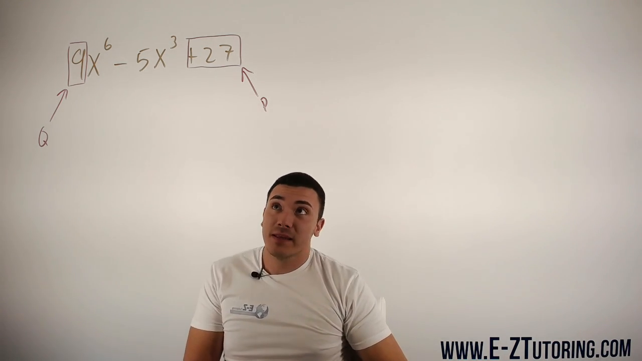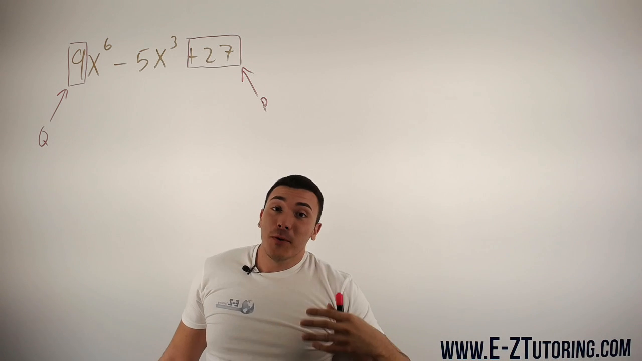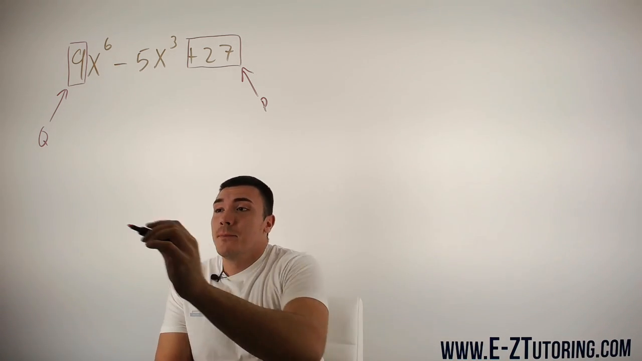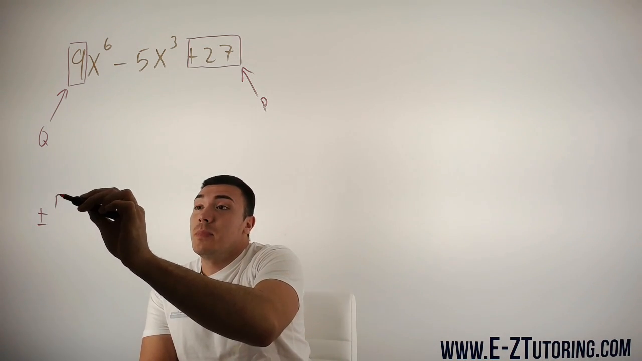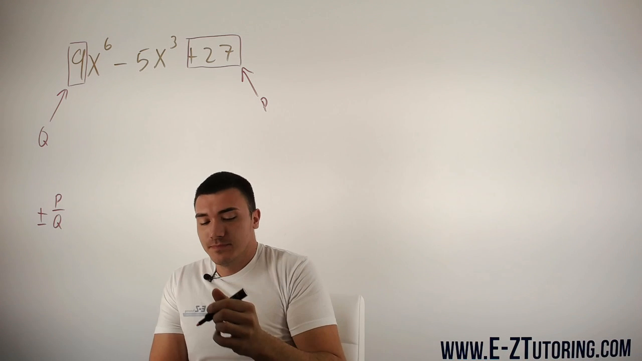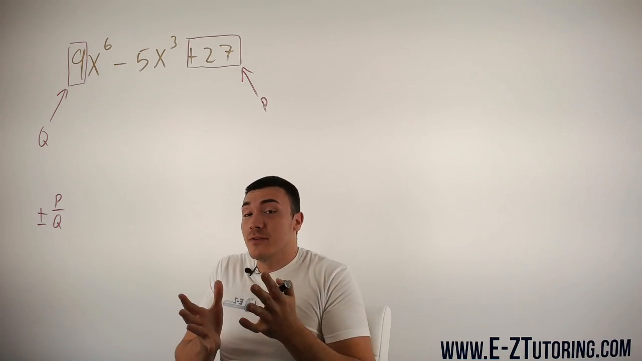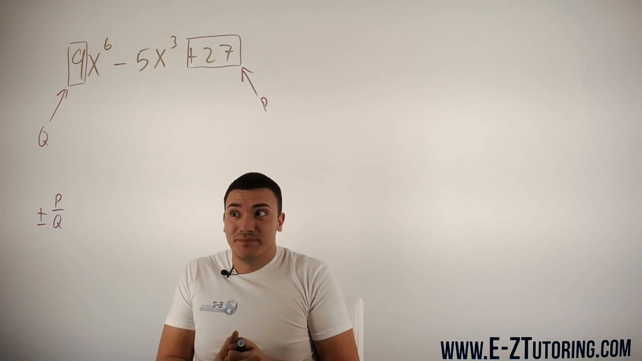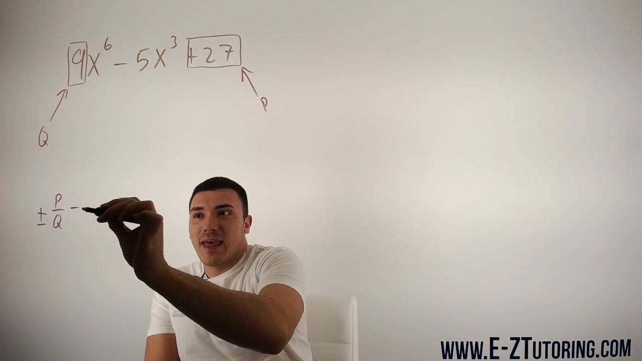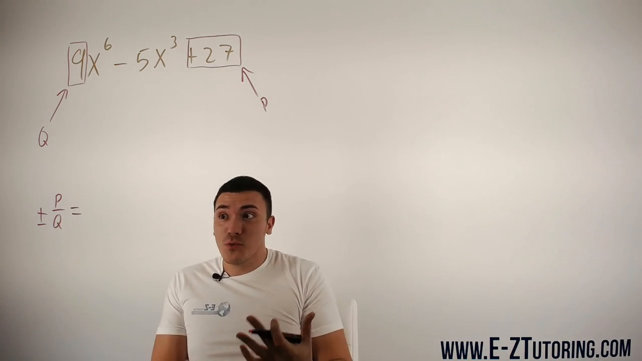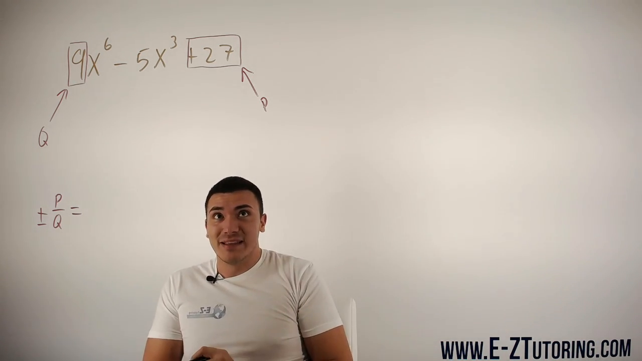So what do these p's and q's mean? Well, your possible zeros are plus or minus p over q. Now your p over q, these are all your divisors of 27 and 9. So here's what I mean by that. And by the way, every single number that you will choose is going to be plus or minus.